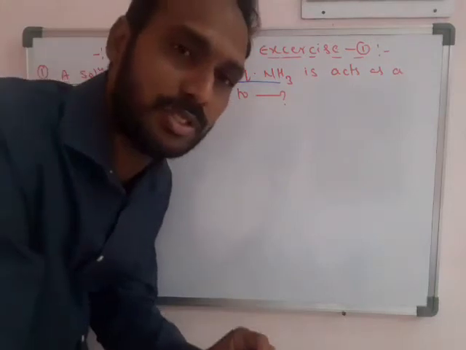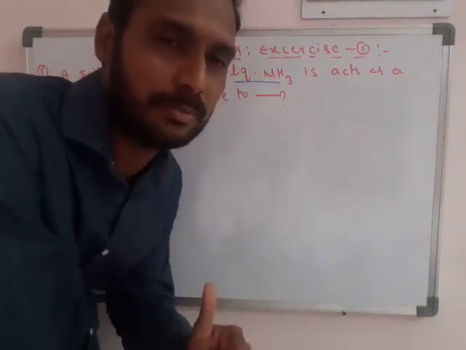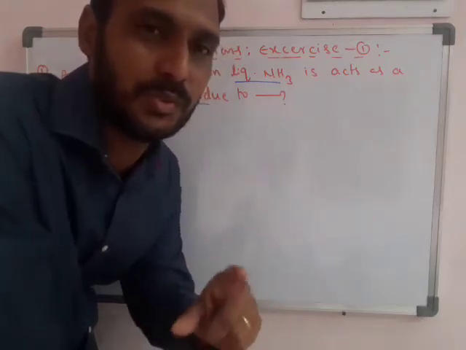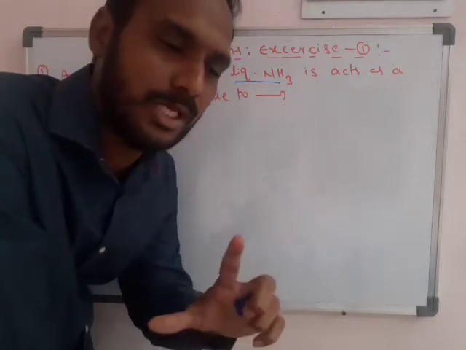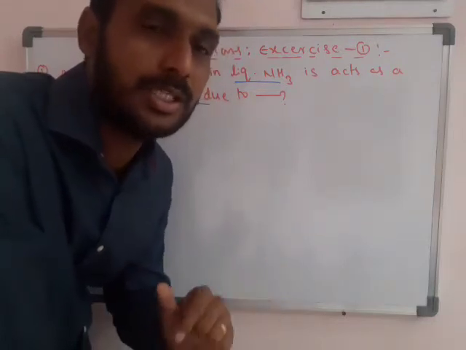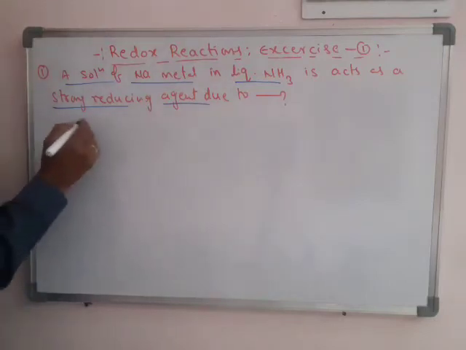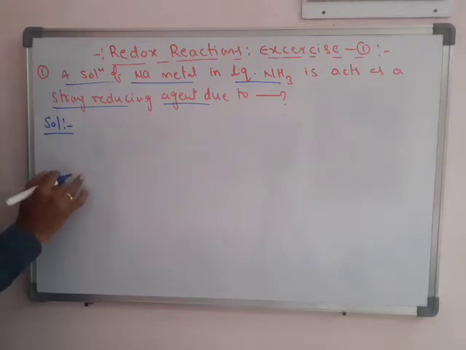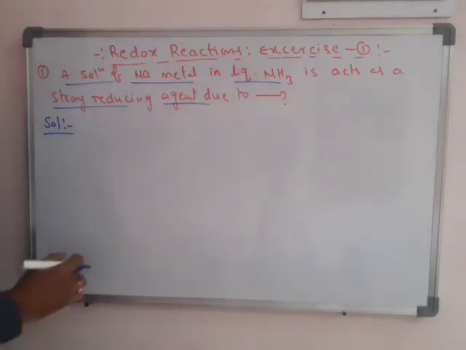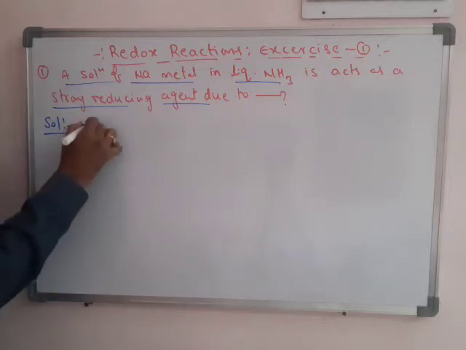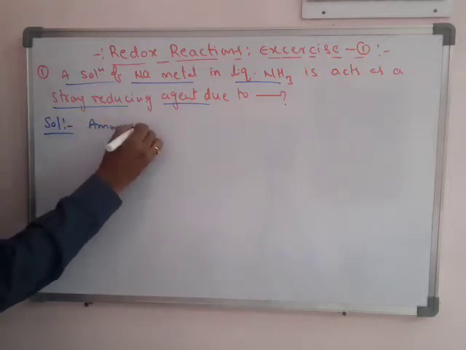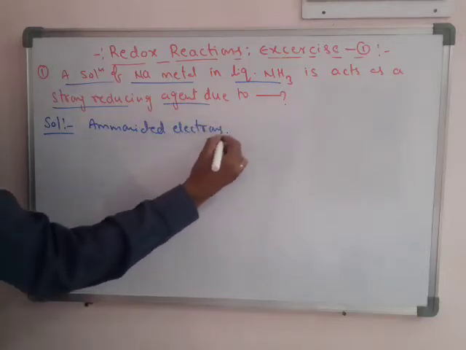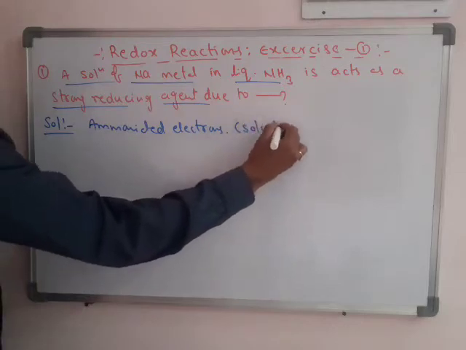Actually, for this question we also have to remember an important point. The sodium metal in liquid ammonia works as a good strong reducing agent. How does it work as a good reducing agent? This is due to the presence of electrons in ammonia. They are known as ammoniated electrons. They are also known as solvated electrons.